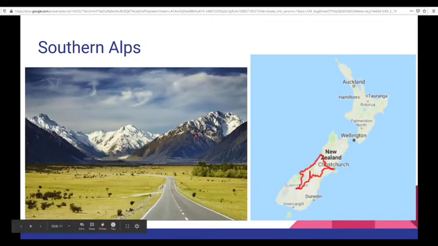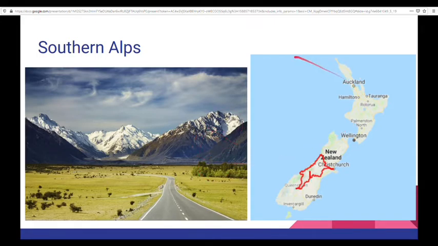The Southern Alps. The Southern Alps is in the central area of the South Island in New Zealand. With its highest peak at around 12,218 feet, and it has 16 other points that exceed 9,800 feet. So it's a very significant mountainous area in this region.